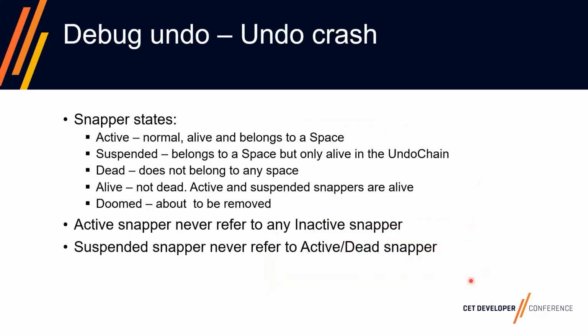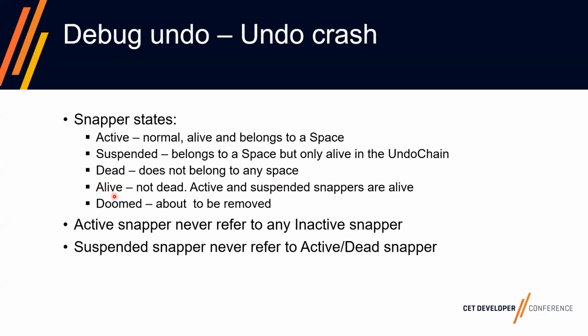So when you have an undo crash, it's very common that you see the system complain that something is dead or something is alive. It's going to complain the state of the snapper is incorrect. In general, active means it's normal, alive, and belongs to a space. Suspended means it still belongs to a space, but is alive in the undo change. Dead is dead, and does not belong to any space.